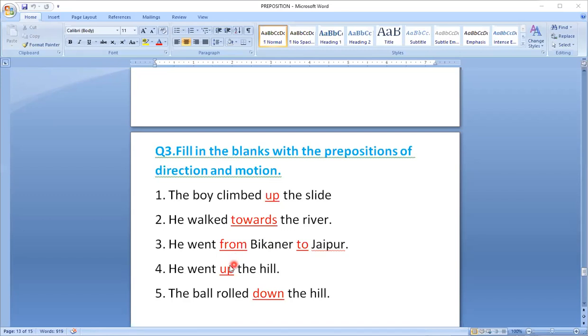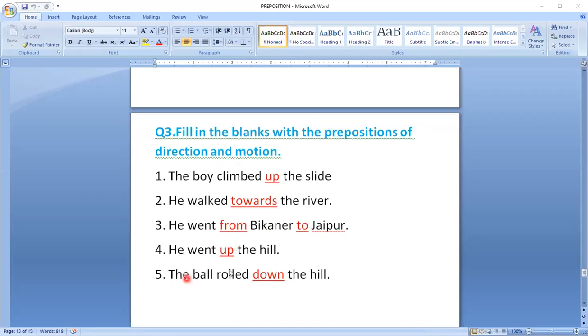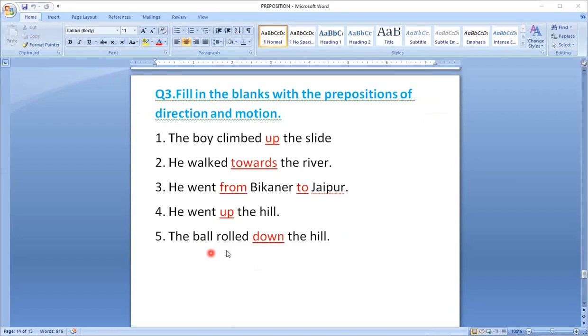Okay. Now next one is: he went dash the hill. वो कहाँ चढ़ रहा था? हिल पर चला गया. Yes, here the second form of the verb go, went, gone. So here he went, वो चला गया. Yes, up the hill, मतलब ऊपर चढ़ा है. In the next sentence, the ball rolled down the hill. जो ball थी, कहाँ से हो रही थी? Down the hill, मतलब hill से नीचे गिर रही थी, rolled हो रही थी.